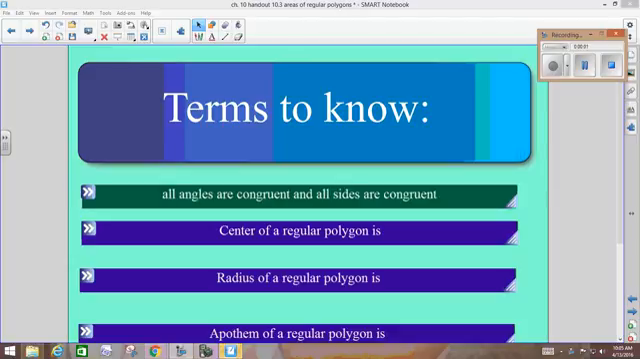A regular polygon: all angles and sides are equal, or congruent. The center of a regular polygon is the center of the circle that is circumscribed about the polygon, or the center of the circumscribed circle. Circumscribed, that came back from chapter 5 in December.